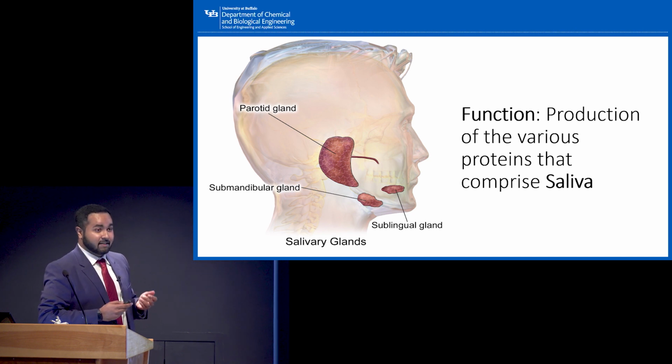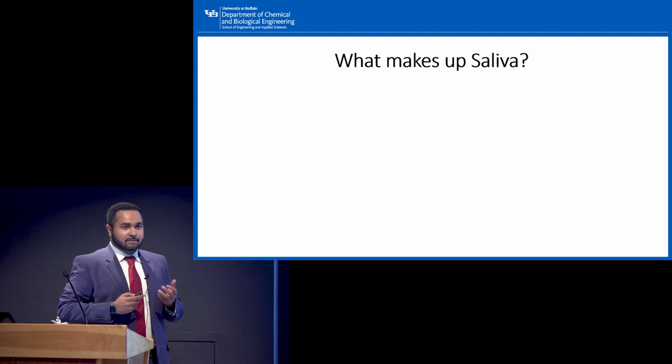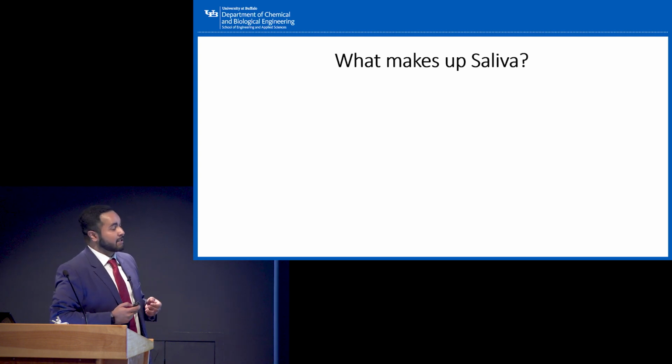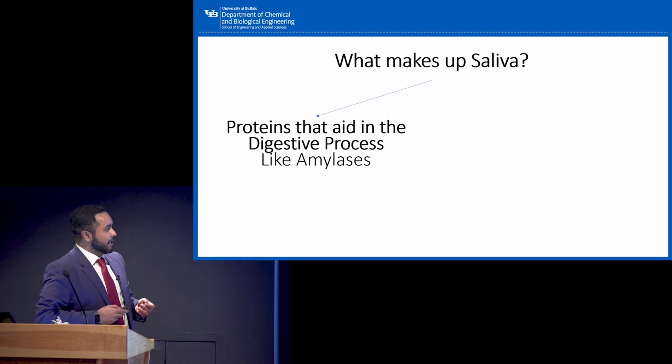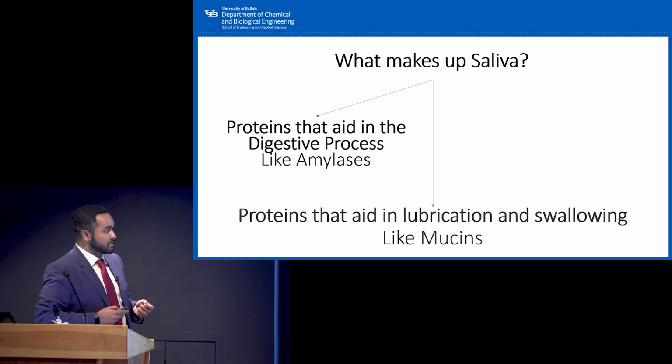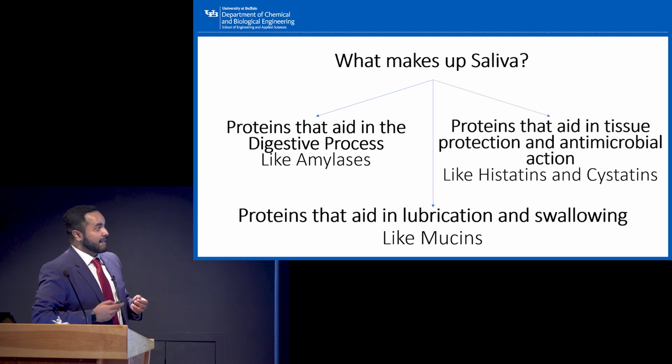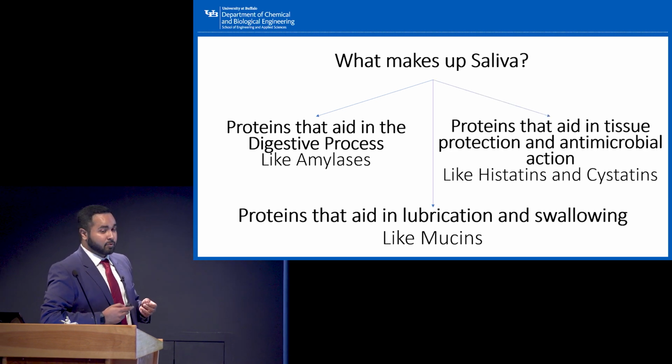So what does saliva comprise of? Well, it's basically 99% water, but it contains 1% of proteins, which have very important functions. It contains proteins like amylases, which basically aid in the digestive process. It kicks it off. It also has proteins like mucins, which aid in the lubrication and swallowing of food. Saliva also contains proteins that aid in tissue protection and antimicrobial action, like histatins and cystatins.